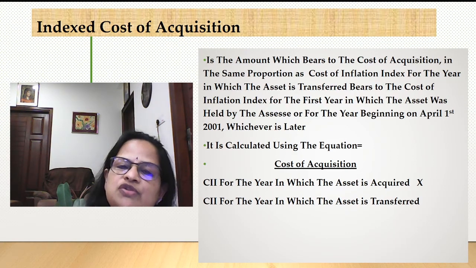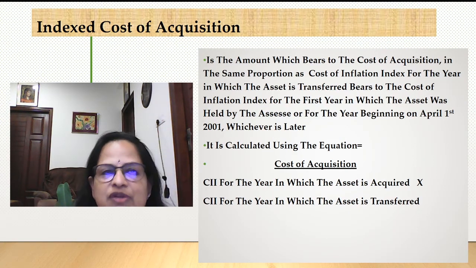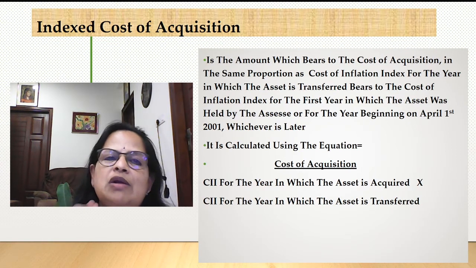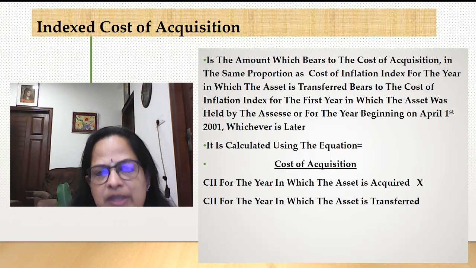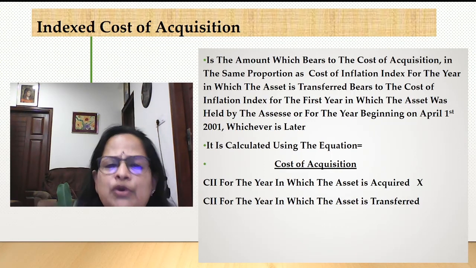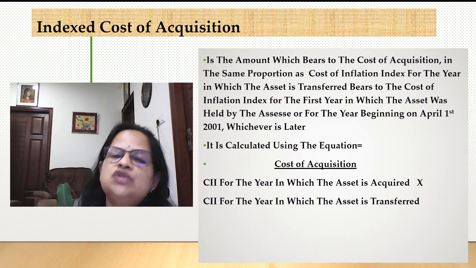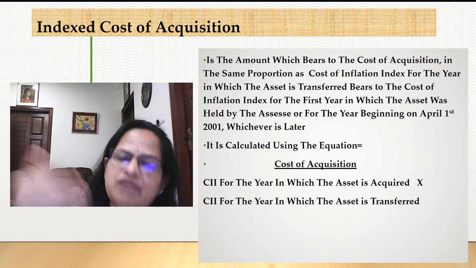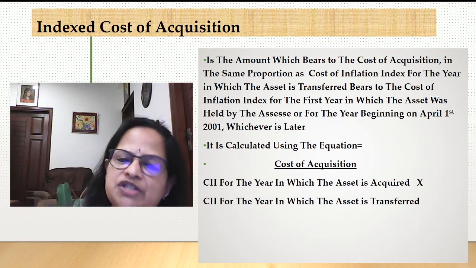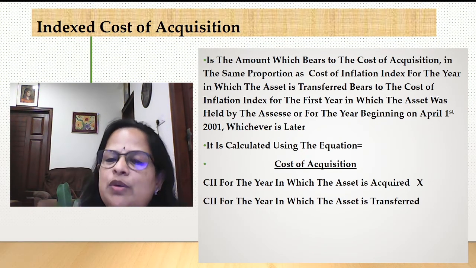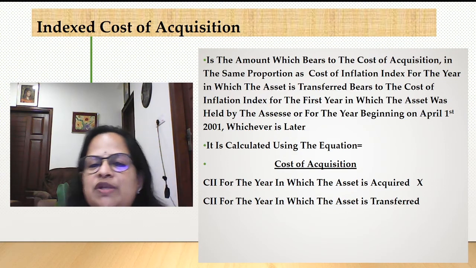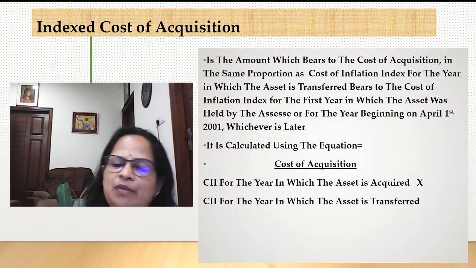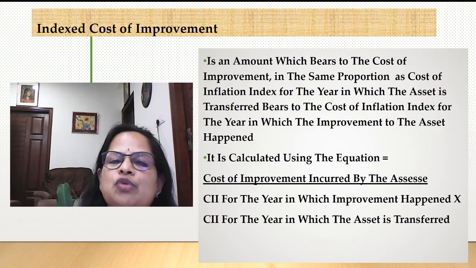Index cost of acquisition, and what do you mean by index cost of acquisition, or how you calculate index cost of acquisition. Similarly, index cost of improvement and how you calculate index cost of improvement. 2 marks questions, it's important. So the equation is cost of acquisition divided by cost of inflation index for the year in which asset is acquired, into CII, cost of inflation index for the year in which asset is transferred. I am going to explain with the problem so it will be more clear.